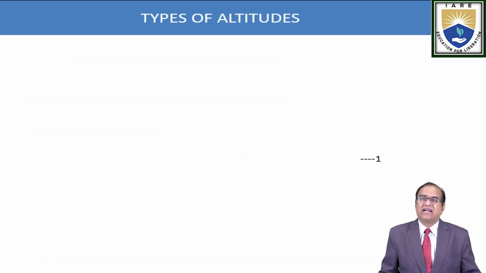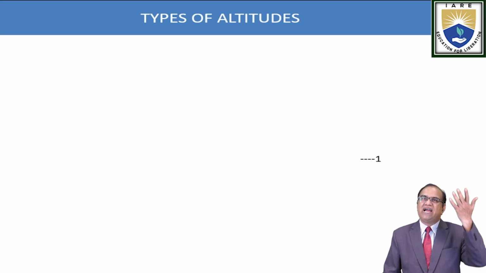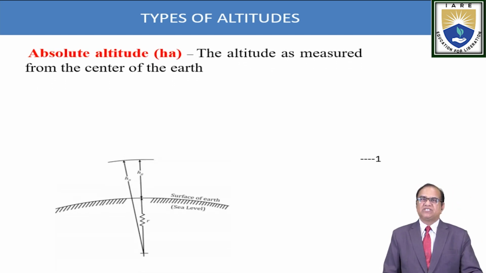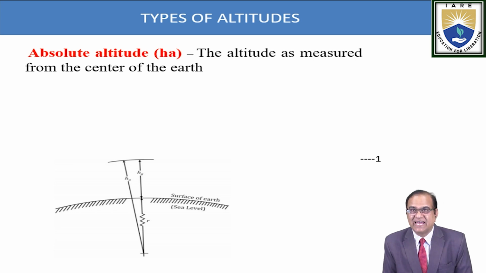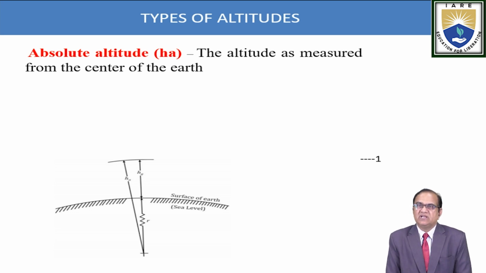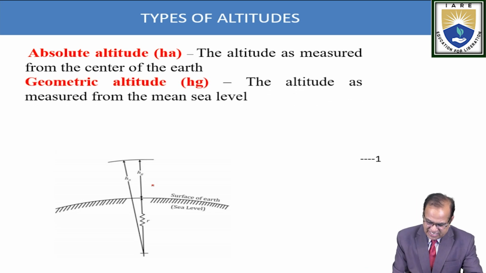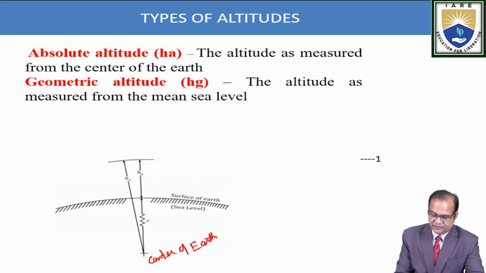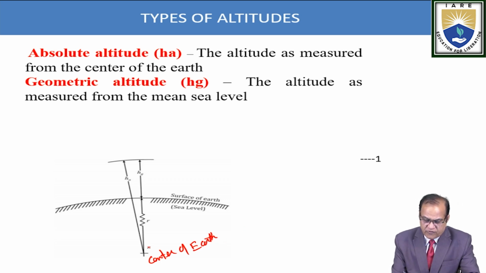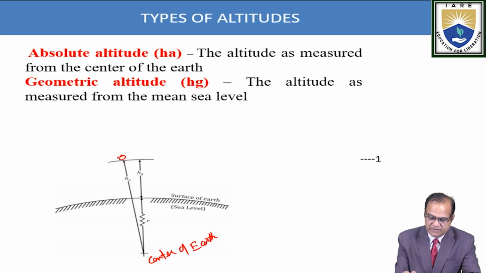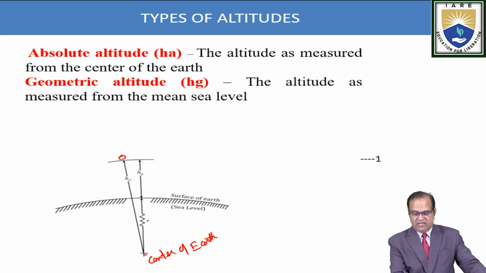So we have to see the types of altitude. How many types of heights are there? First one is absolute altitude. It is called HA. The altitude as measured from the center of the earth. If you see this diagram, here HA, it is the center of the earth. If your aircraft is here, and you are measuring from the center of the earth, this is called the absolute altitude.